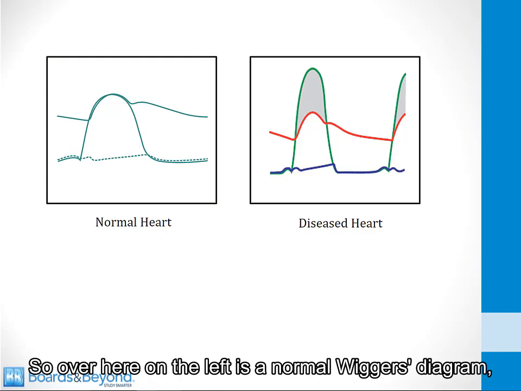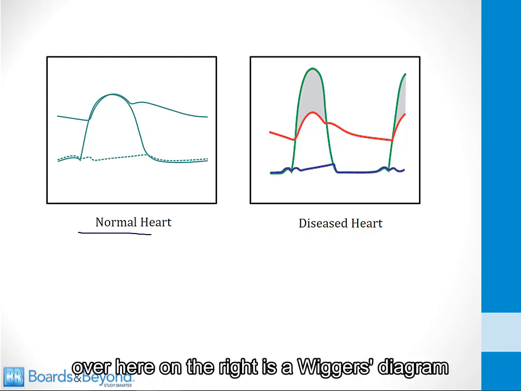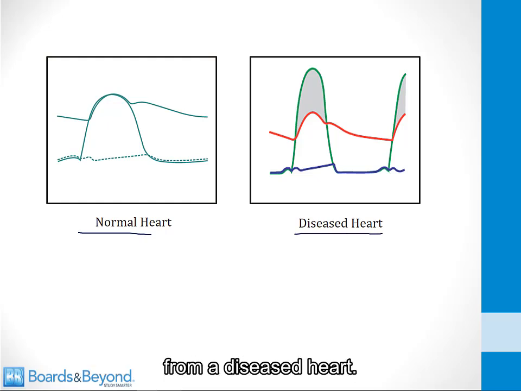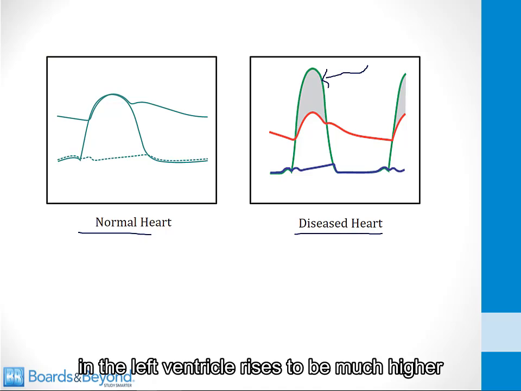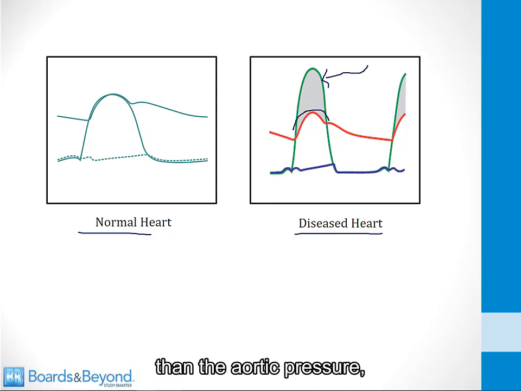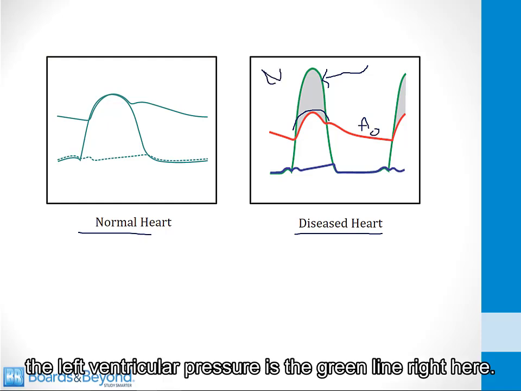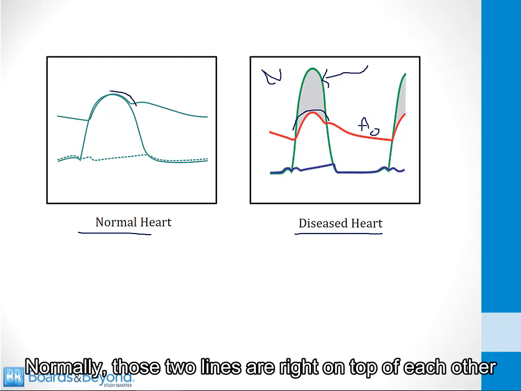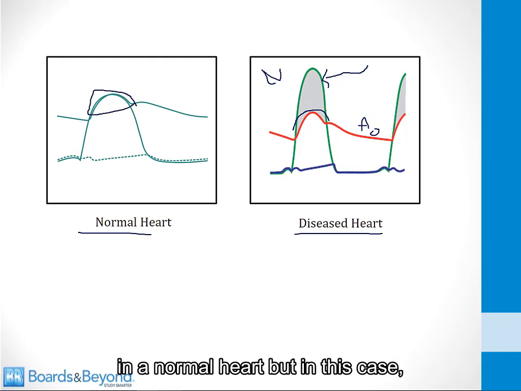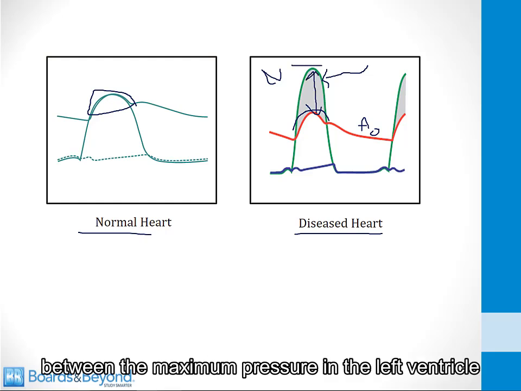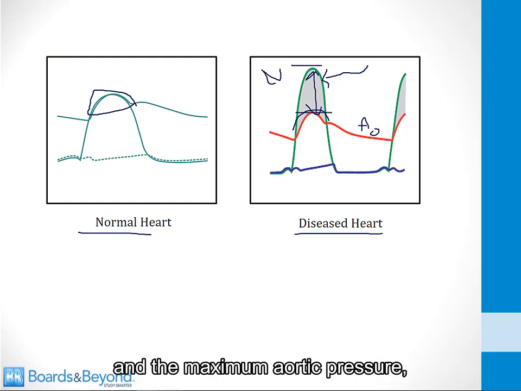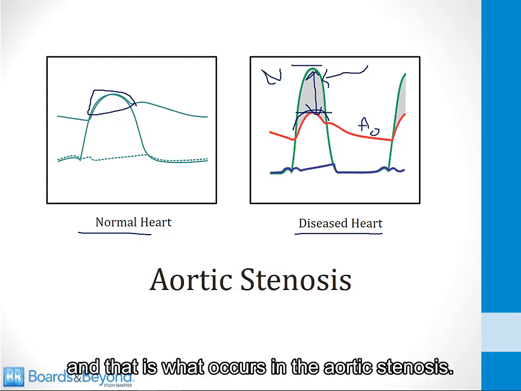So over here on the left is a normal Wiggers diagram. Over here on the right is a Wiggers diagram from a diseased heart. And you can see that the pressure in the left ventricle rises to be much higher than the aortic pressure. The aortic pressure is the red line right here. The left ventricular pressure is the green line right here. Normally those 2 lines are right on top of each other in a normal heart, but in this case there is a big pressure difference between the maximum pressure in the left ventricle and the maximum aortic pressure, and that is what occurs in aortic stenosis.